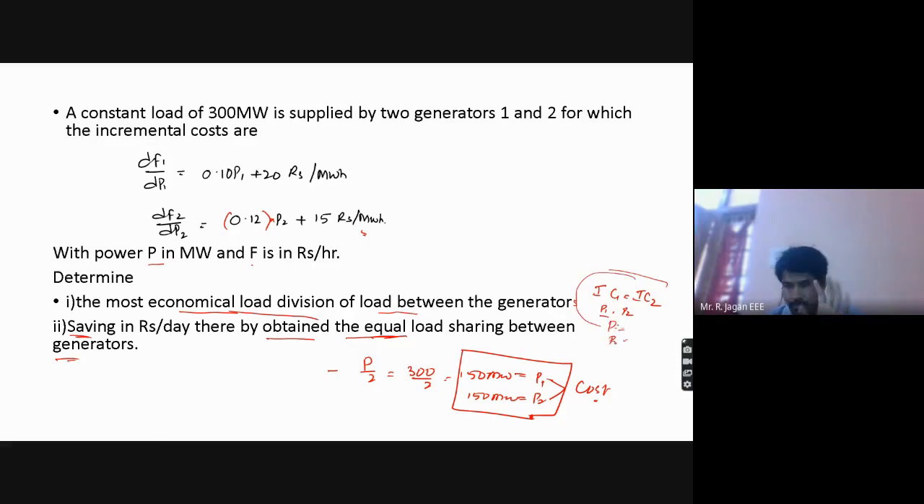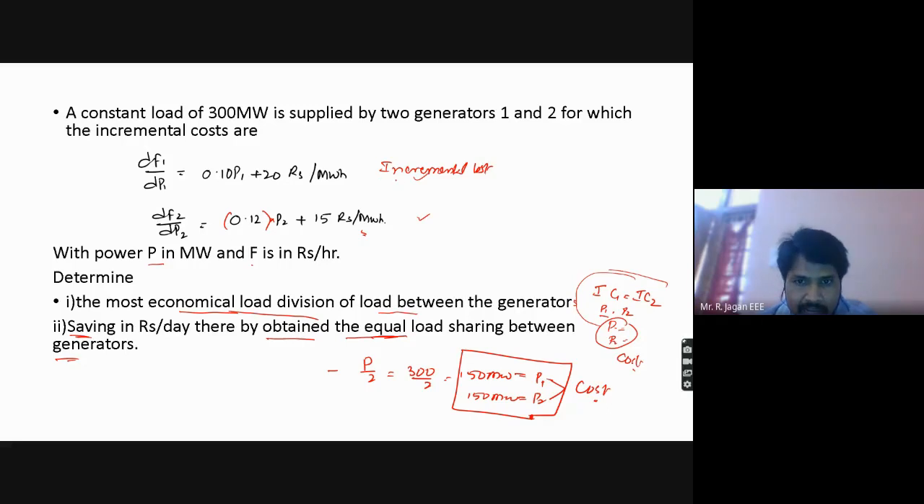Then after load allocation, you are getting two values, P1 and P2, and those may not be equal load sharing. So you substitute that in C1 and C2, right? You are going to get the cost. Then subtract these two. And here, dou f by dou p is incremental cost. Remember, Babu, this is incremental cost, not exact cost.